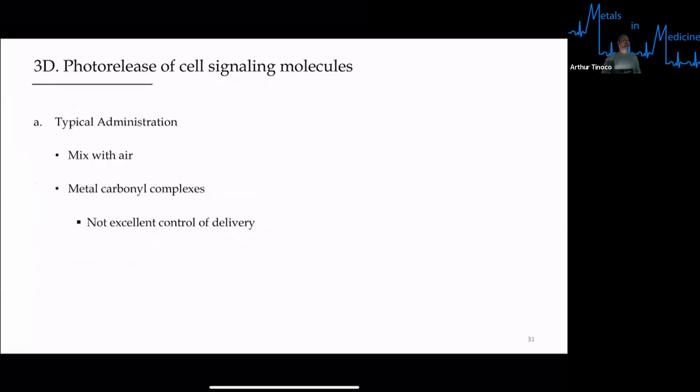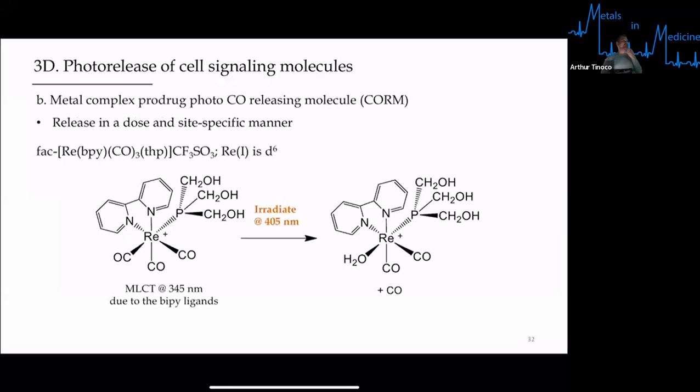All right, so one way people have tried to administer carbon monoxide has been by mixing it with air to try to have a certain dosage, or the formulation of metal carbonyl complexes. But earlier compounds with carbonyl are not necessarily a very effective way of releasing the carbonyl itself, not in a controlled way. But you can still take advantage of metal complexes to facilitate this idea of a controlled release of this molecule. So here, what we're looking at is a metal complex prodrug, a photo CO-releasing molecule, or the abbreviation CORM, released in a dose and site-specific manner.